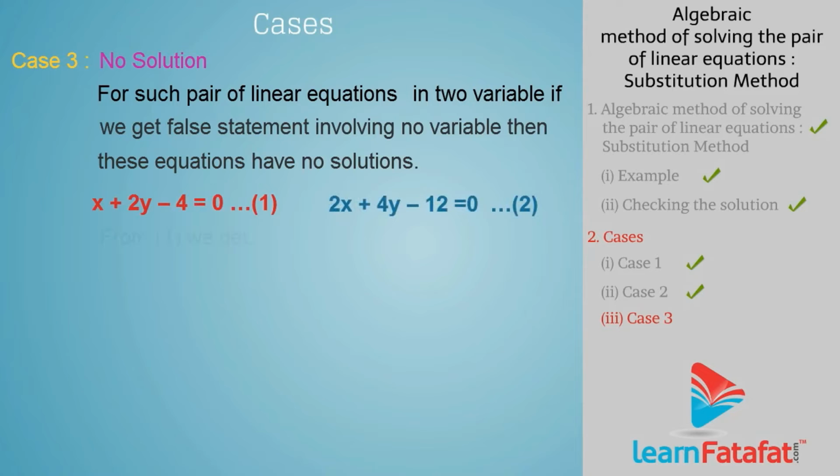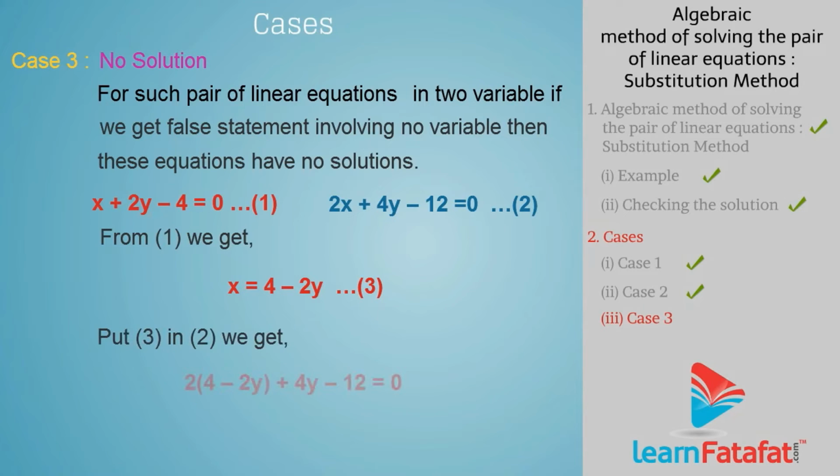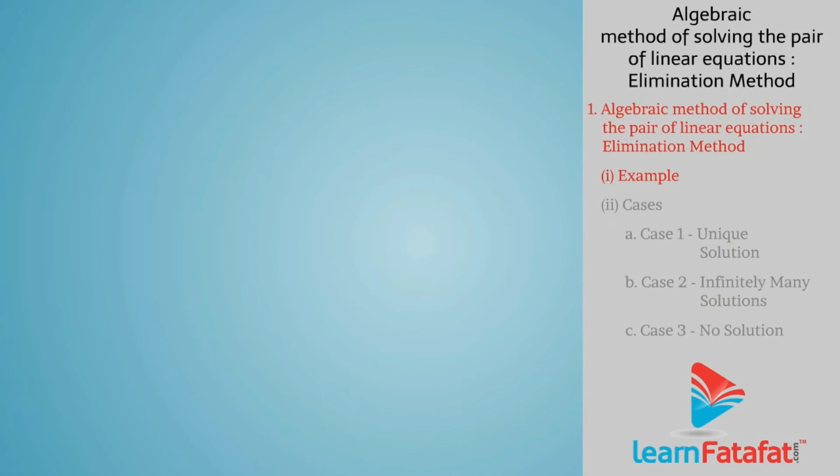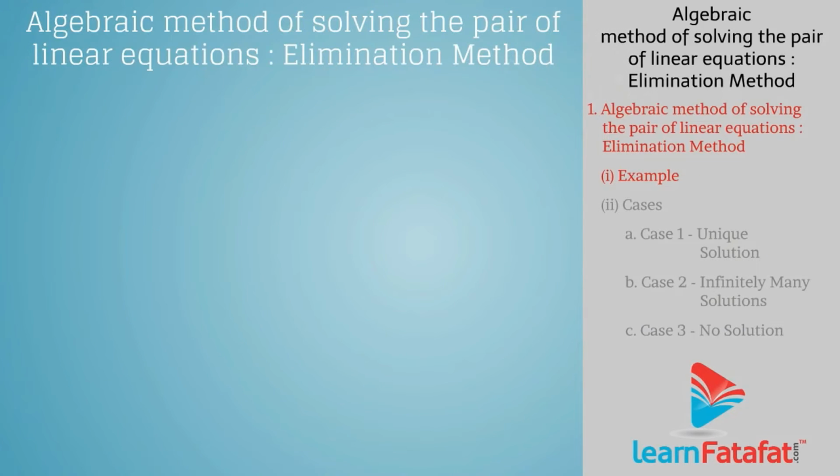Consider x plus 2y minus 4 is equal to 0 and 2x plus 4y minus 12 is equal to 0. From 1 we get, put 3 in 2, we get minus 4 is equal to 0. The graph of no solution will have parallel lines. Algebraic method of solving the pair of linear equations. Elimination method.